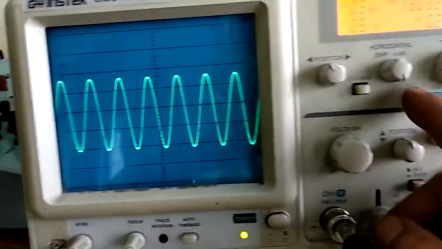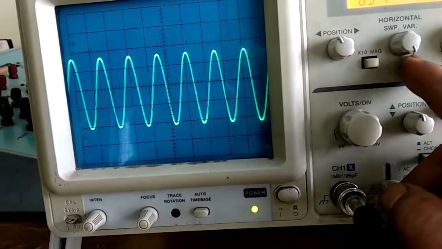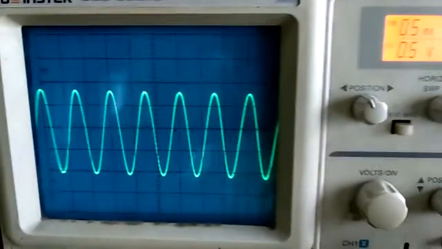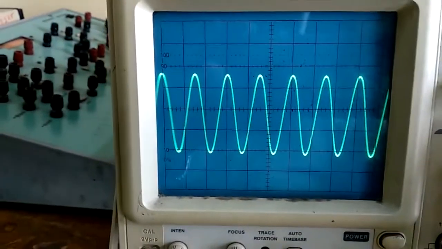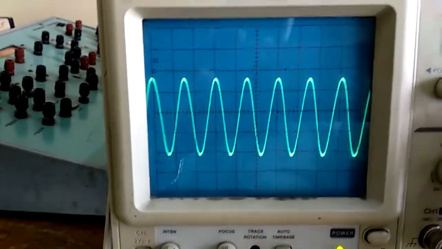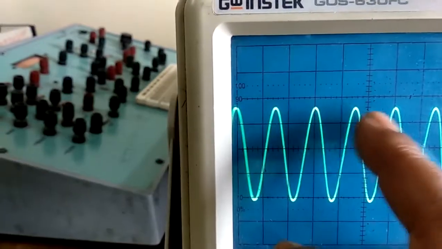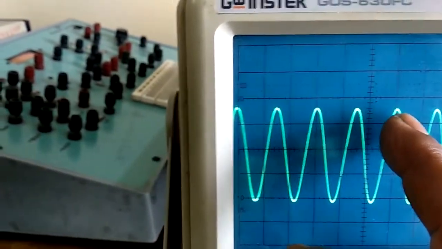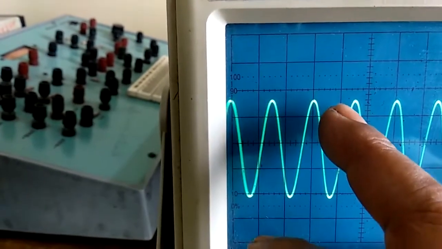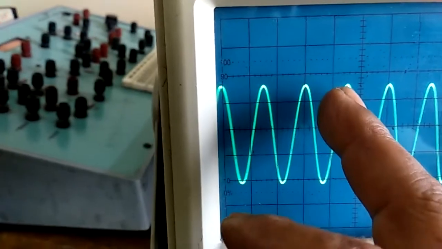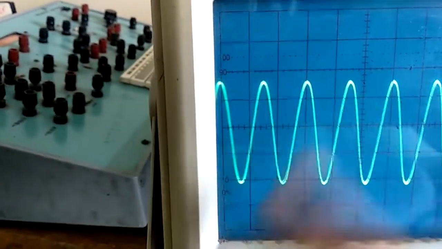Now before the time measurement you have to set your sweep vernier switch at the calibration position, okay, and set your time base so the two consecutive peaks will be clearly visible from each other. They should be separated by at least more than one division, okay.